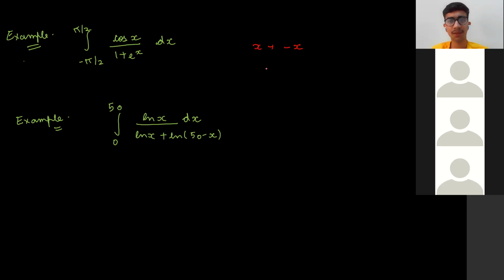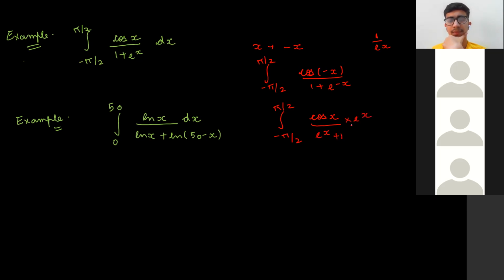Yes, we have to replace x with minus x. So the integral from minus pi by 2 to pi by 2 of cos of minus x divided by 1 plus e to the power minus x. What is cos of minus x? It's cos x, since cos of minus theta is the same as cos theta. So e to the power minus x can be written as 1 divided by e to the power x, and the denominator becomes e to the power x plus 1 times e to the power x.